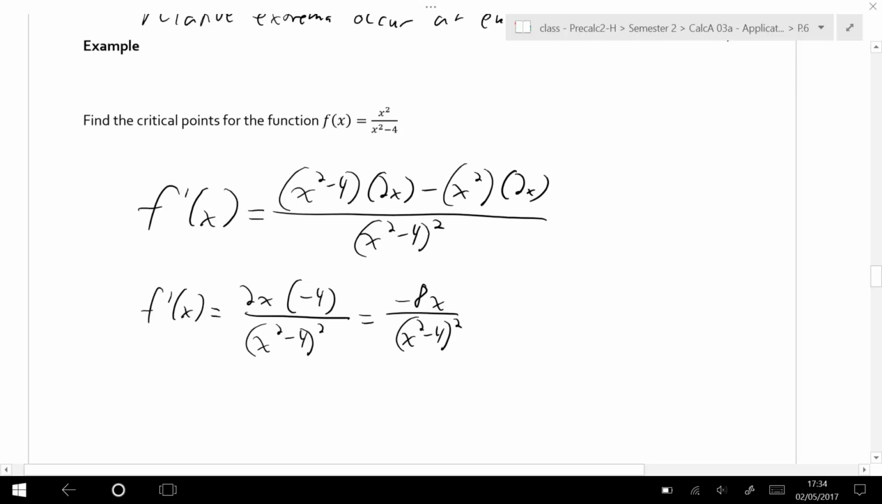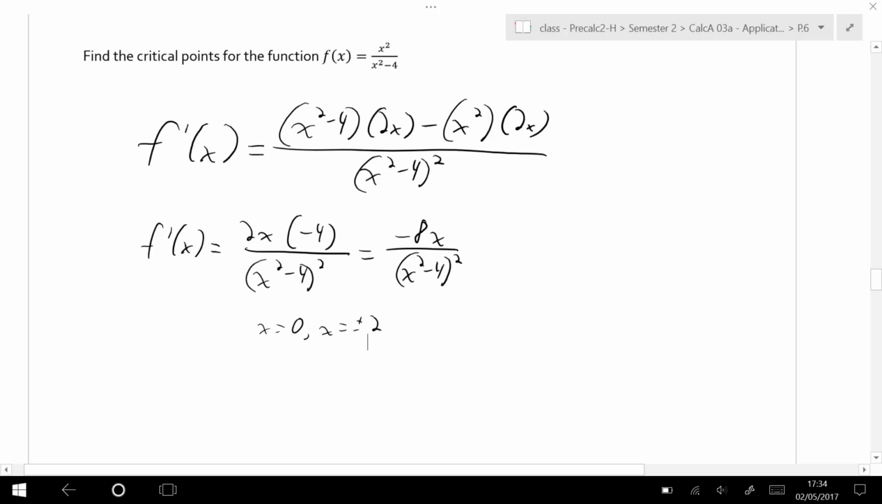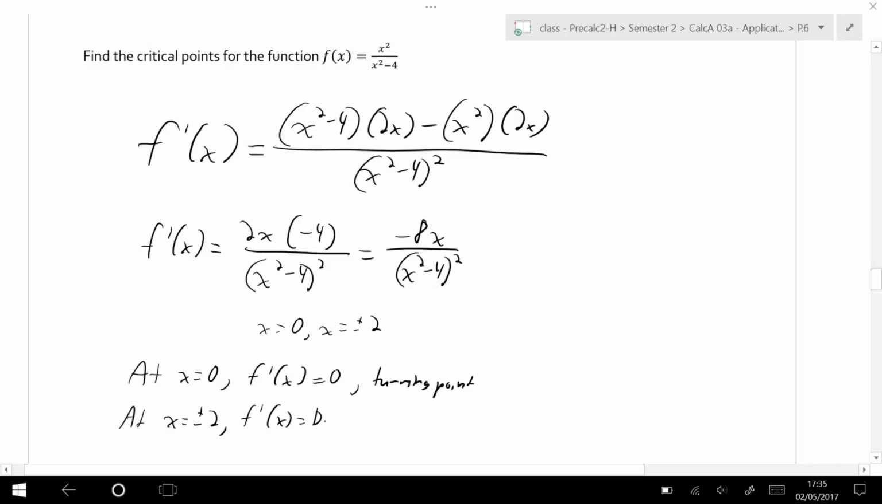That's my derivative. And as far as the critical points go, that's going to happen at places like x equals 0, because that makes the numerator equal 0, and x equals plus or minus 2, because that makes the denominator equal 0. And now we can describe those. At x equals 0, f prime of x equals 0, so that is a turning point, also called a local extrema. And at x equals plus or minus 2, f prime of x does not exist.